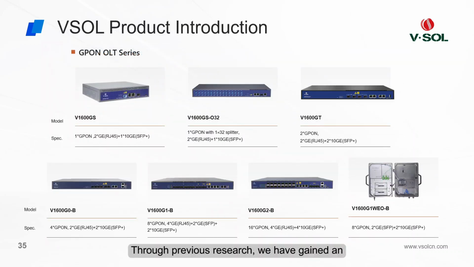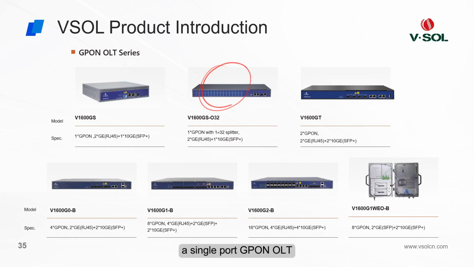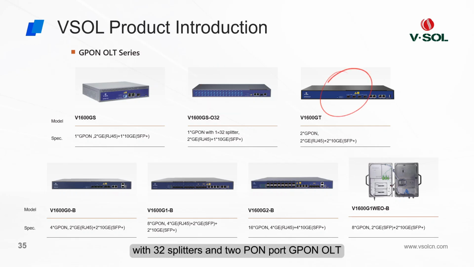Through previous research, we have gained an understanding of the relevant knowledge of GPON. Now let's take a look at the types of VSOL GPON OLT. All GPON OLTs of VSOL are Layer 3 OLTs that support multiple functions. In 2023, VSOL launched a single-port GPON OLT, a single-port GPON OLT with 32 splitters, and a two-PON port GPON OLT. The specific parameters of OLT can be obtained through our website or promotional materials.